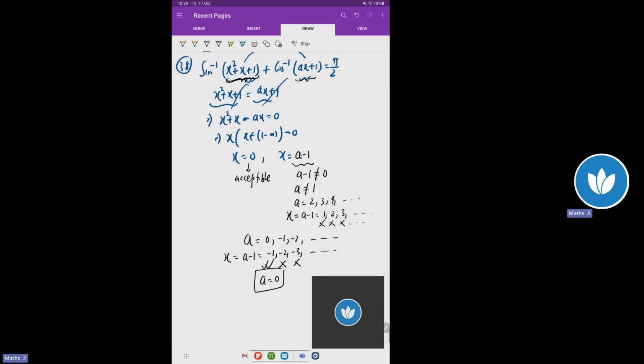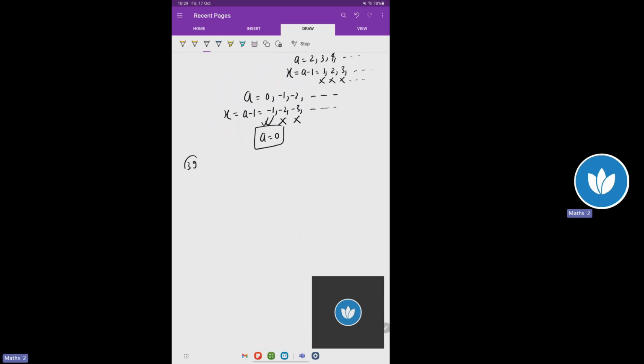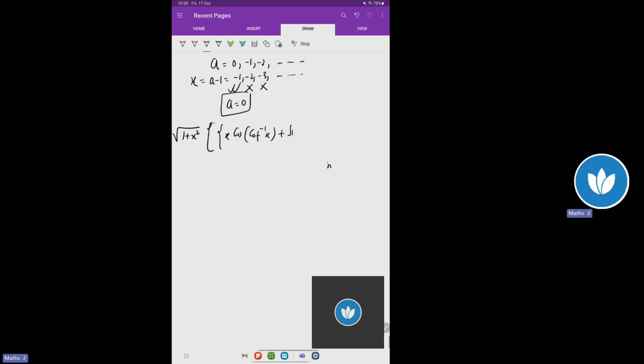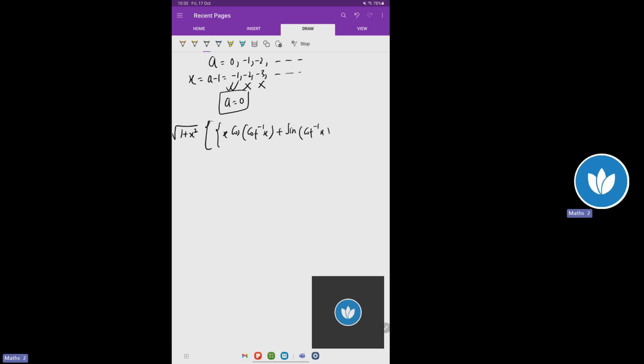now let's move to the next question, question number 39. In question number 39, we have to simplify root 1 plus x square into x cos of cot inverse x, the sine of cot inverse x, whole square minus 1, whole square.